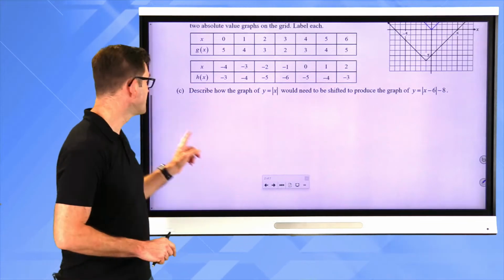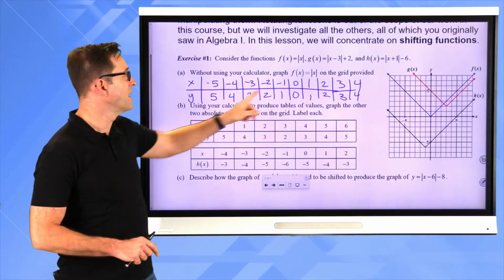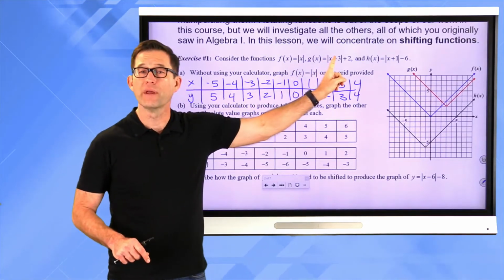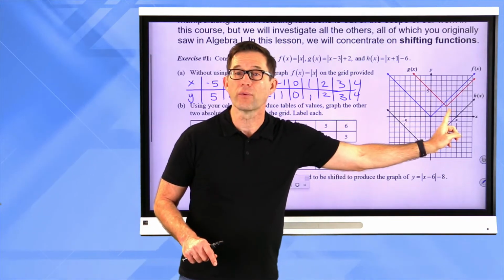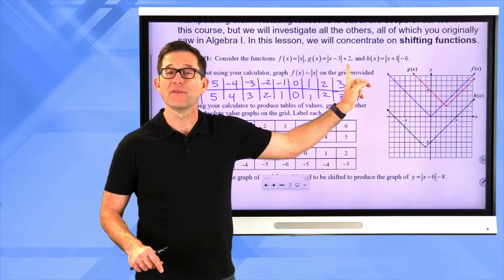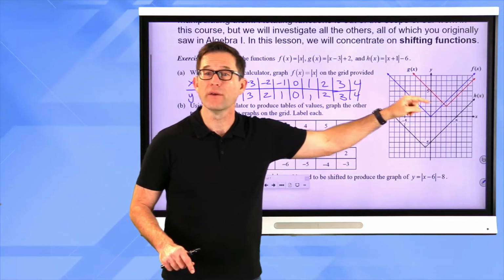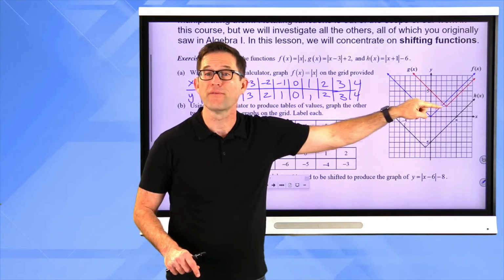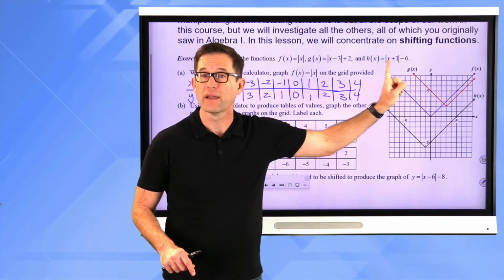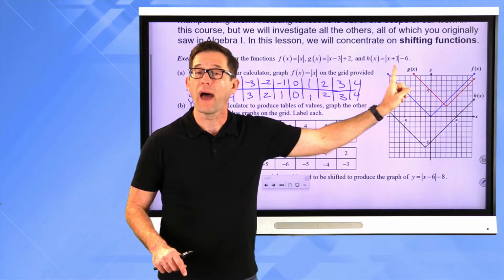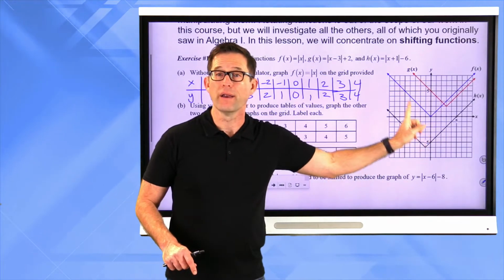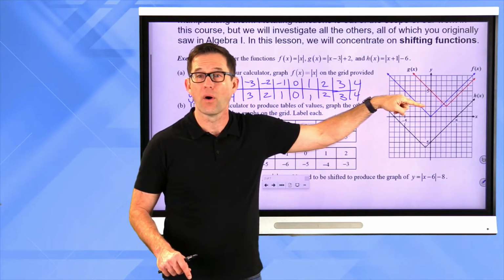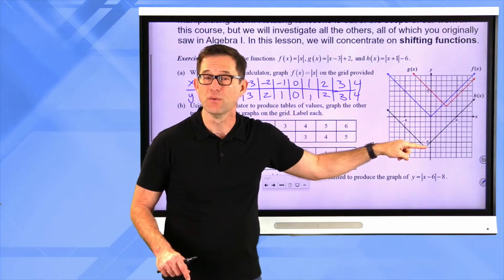Well, again, notice that in G, when we subtracted 3 directly from the x, we shifted the graph to the right 3 units, and then when we added 2 to the overall absolute value expression, we then shifted the graph up 2 units. Likewise in H, when we added 1 directly to x, we shifted to the left 1, and then subtracted 6 overall, and we shifted down 6 units.